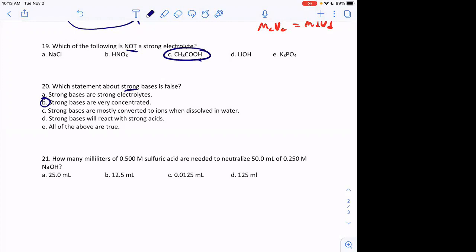All right. So how many milliliters of 0.5 molar sulfuric acid are needed to neutralize 50 mils of 0.25 molar sodium hydroxide?